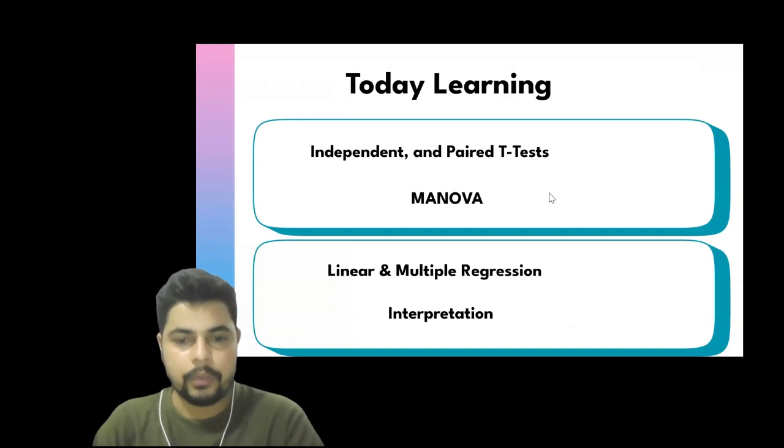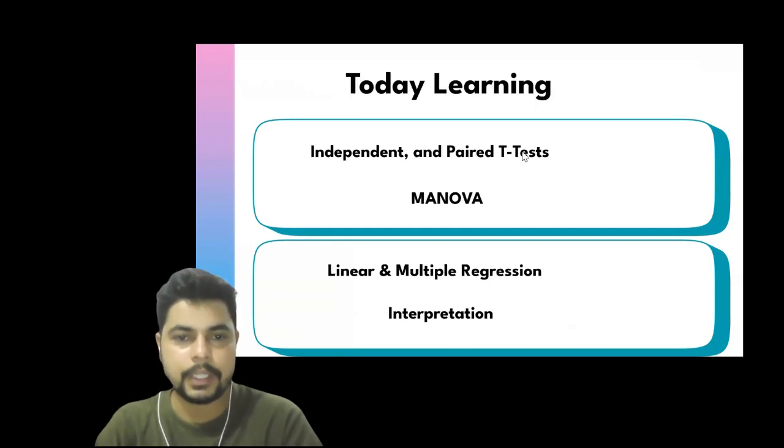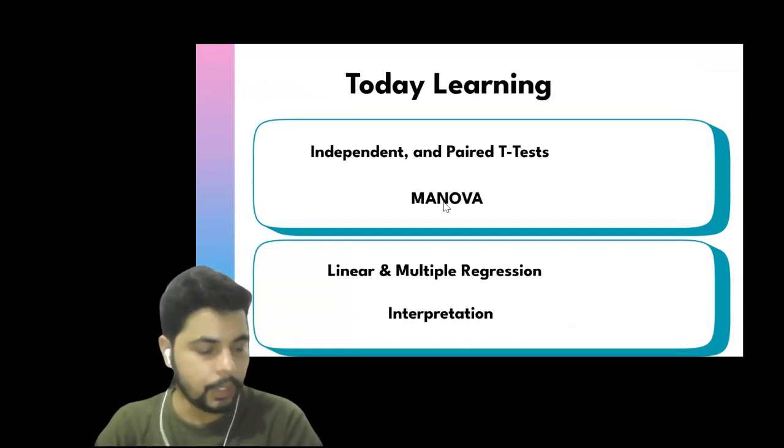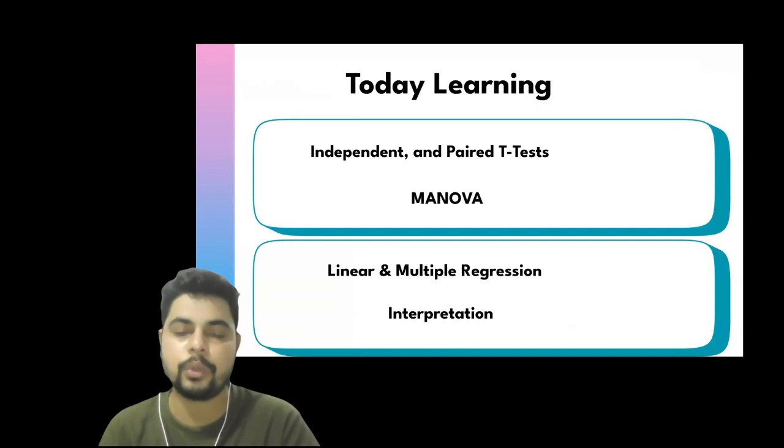In today's workshop, we cover the independent sample t-test, the pair t-test, and the MANOVA. MANOVA means multiple ANOVA basically, and then the next is the regression, both the linear and the multiple regression, and then we go to the interpretation and also how we run it in SPSS.